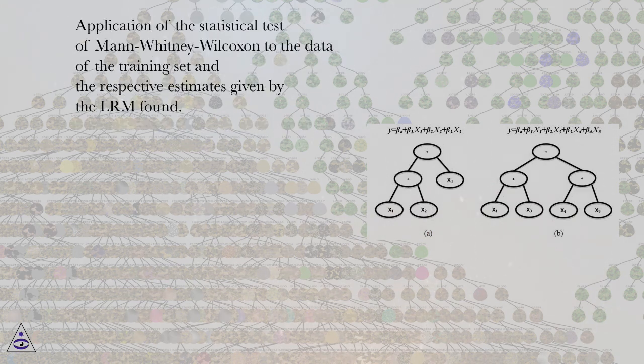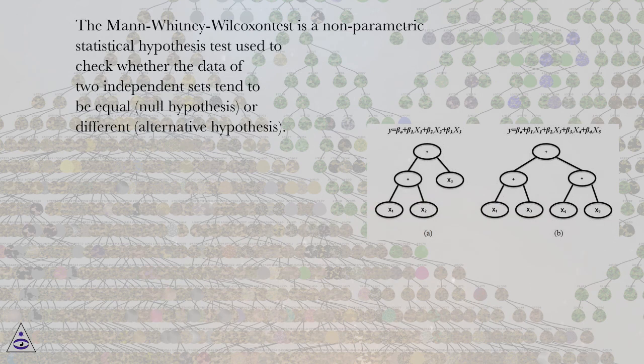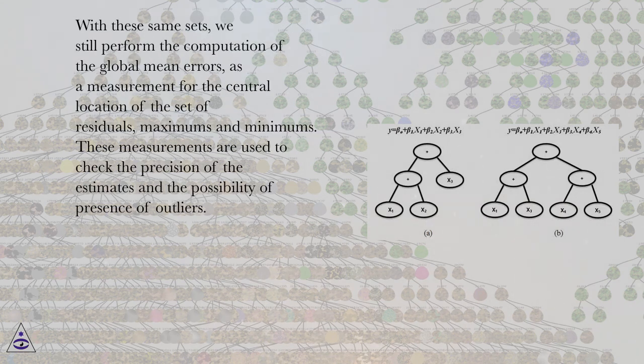Application of the statistical test of Mann-Whitney-Wilcoxon to the data of the training set and the respective estimates given by the LRM found. The Mann-Whitney-Wilcoxon test is a nonparametric statistical hypothesis test used to check whether the data of two independent sets tend to be equal, the null hypothesis, or different, the alternative hypothesis. With these same sets, we still perform the computation of the global mean errors, as a measurement for the central location of the set of residuals, maximums and minimums. These measurements are used to check the precision of the estimates and the possibility of the presence of outliers.